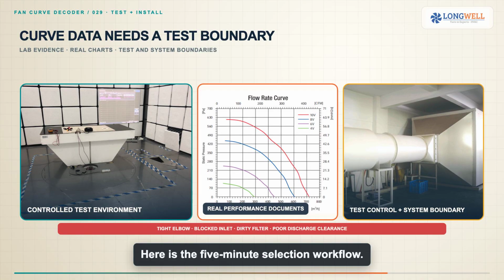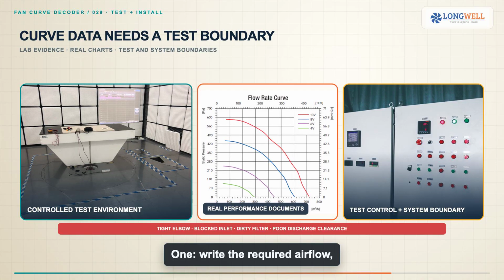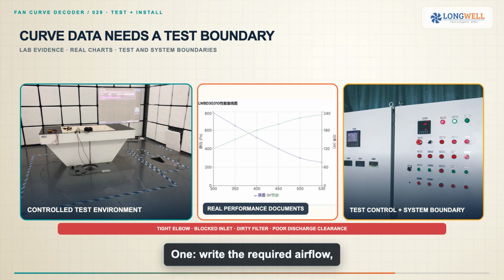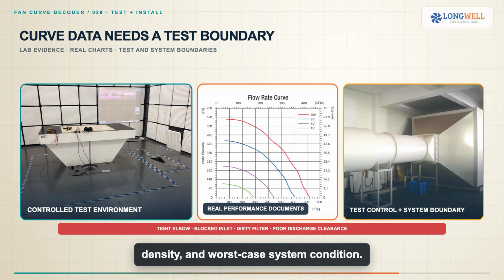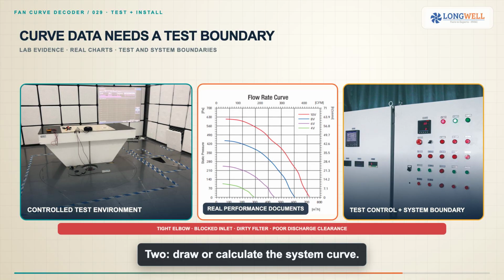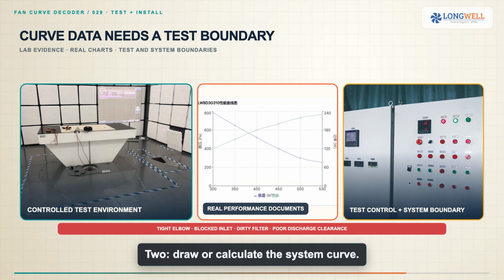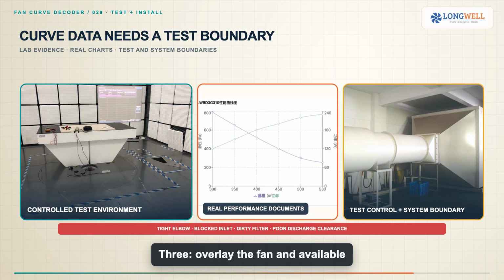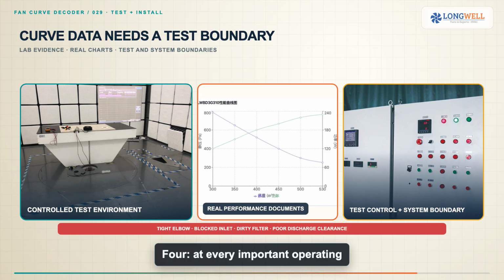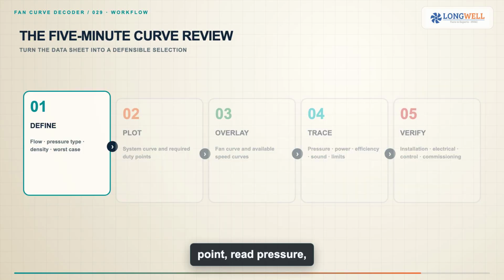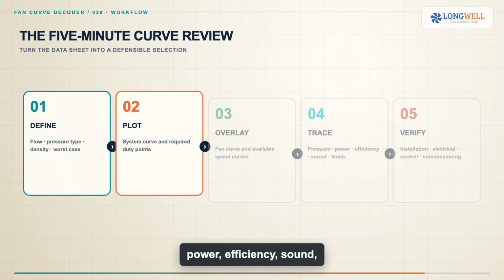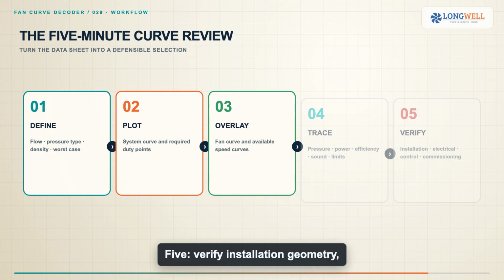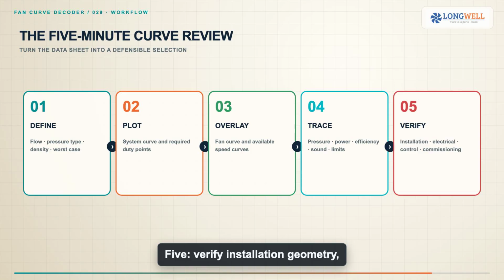Here is the 5-minute selection workflow. 1. Write the required airflow, pressure definition, density, and worst-case system condition. 2. Draw or calculate the system curve. 3. Overlay the fan and available speed curves. 4. At every important operating point, read pressure, power, efficiency, sound, and limits. 5. Verify installation geometry, electrical and control compatibility, and commissioning measurements.